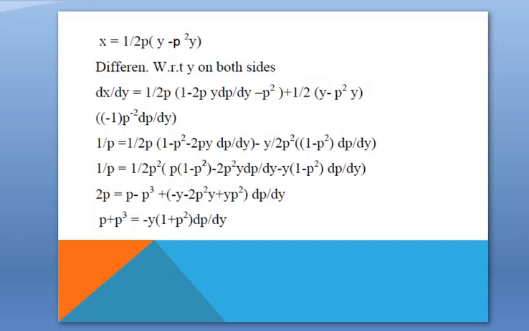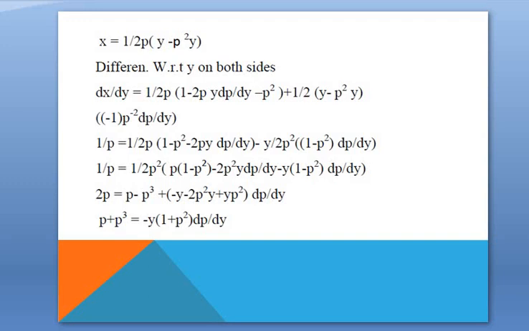So we must express x as a function of y and p. Therefore we have expressed x as a function of y and p as x = (1/2p)(y - p squared y). Then we must differentiate this with respect to y. For this we will be using the uv formula, as p is a function of x and y. Therefore we have dx/dy = (1/2p)(1 - 2py dp/dy) minus (p squared - 1)/2 into y into (-1) p power -2 dp/dy.